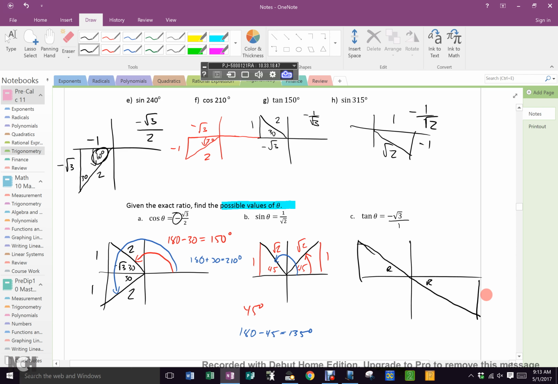This is quite easy to see that this is negative root 3, right? But this is positive root 3. How do I get a negative root 3? This must be negative 1 and this must be positive 1, correct? Right? So, here's where it gets tricky.